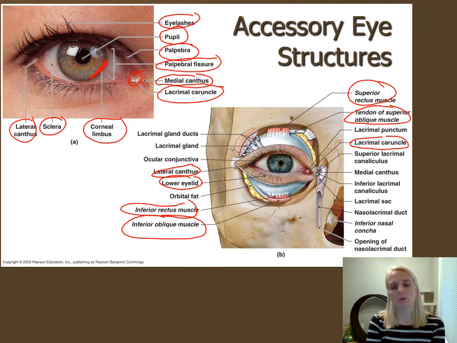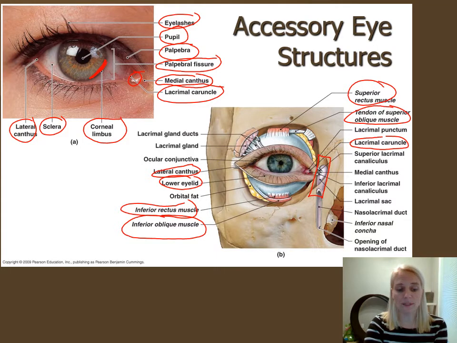Okay, so those are the things not associated with the lacrimal apparatus. So when we talk about lacrimal, you might remember that word because this is your lacrimal bone, kind of right in here. Remember that little rectangular bone that was sitting kind of right past your nasal bone, a little bit of your mandible, and then the lacrimal bone, and then back towards your sphenoid and ethmoid.